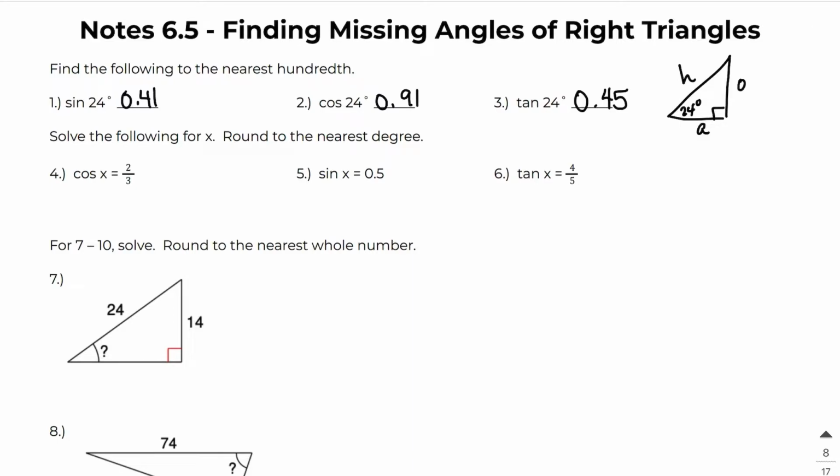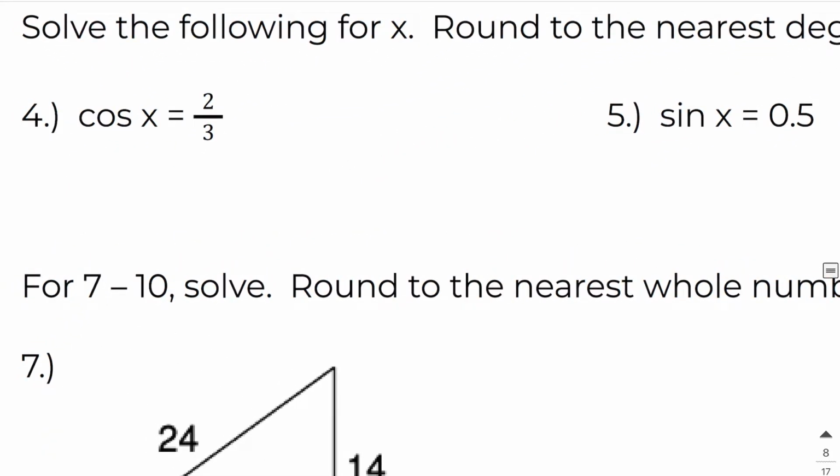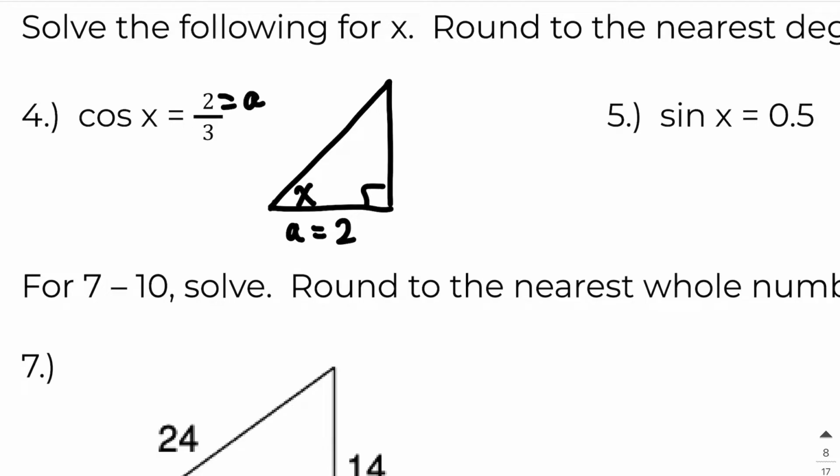So this is all good if we know the angle, but what happens if I don't know the angle? For example, right here, this says solve for x, round to the nearest degree. This says cosine of x is equal to 2 over 3. If I were to draw a picture of it, here's my right angle, and here's the angle that I want to find out. I know that the adjacent is going to be 2 and the hypotenuse is going to be 3, because cosine is adjacent over hypotenuse.